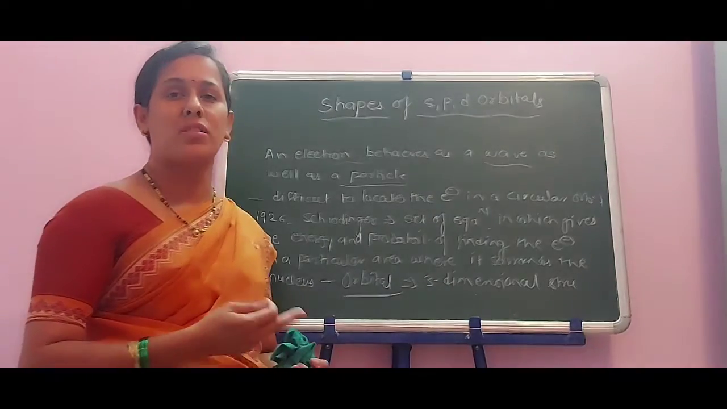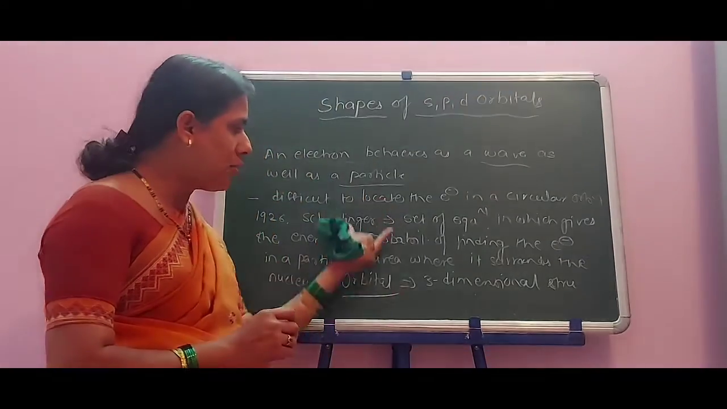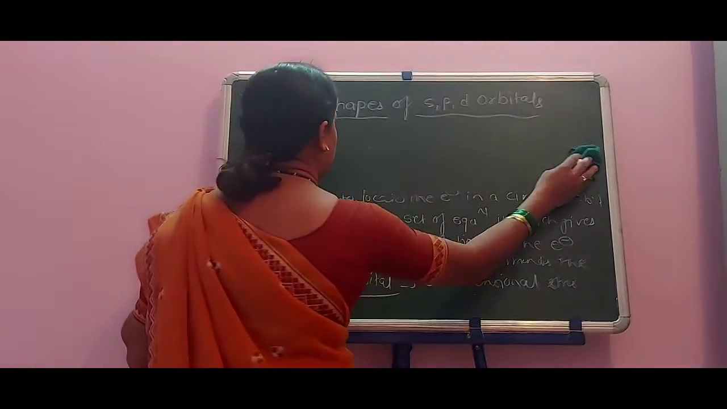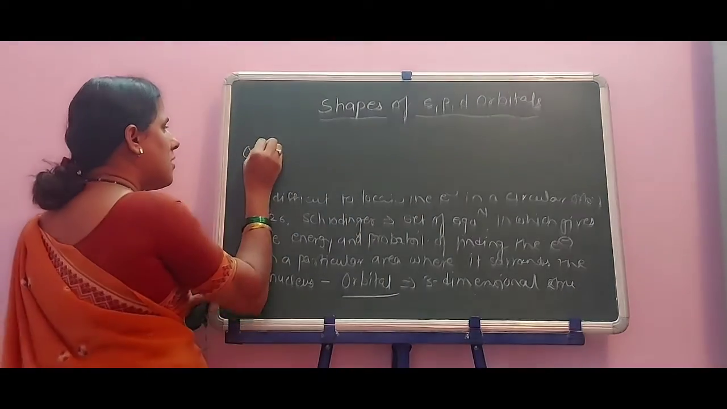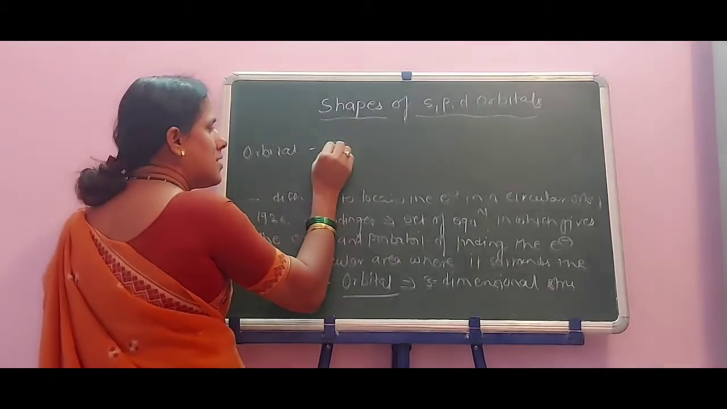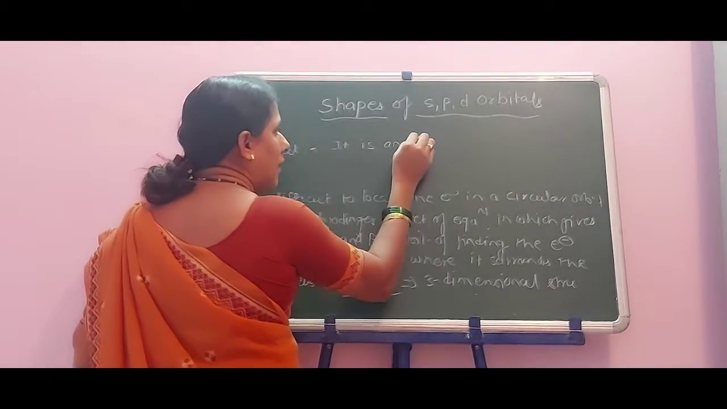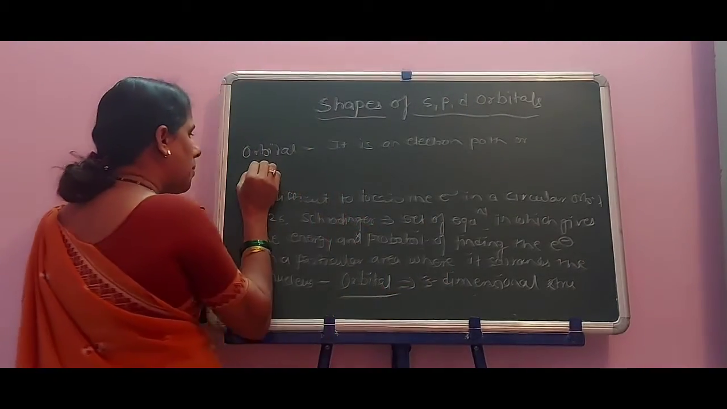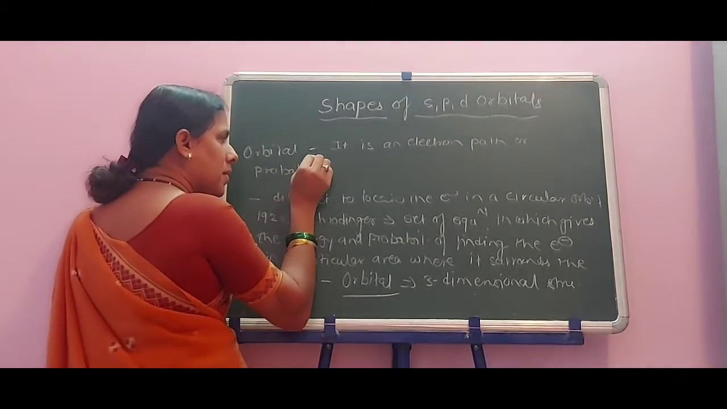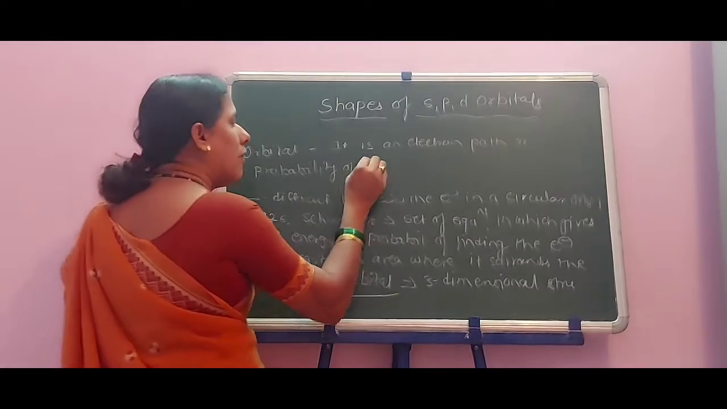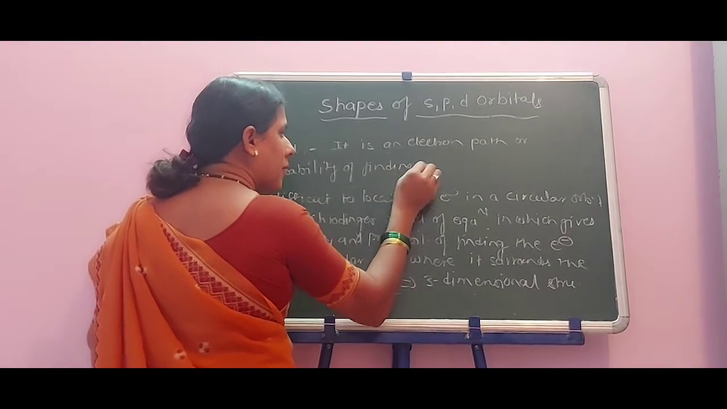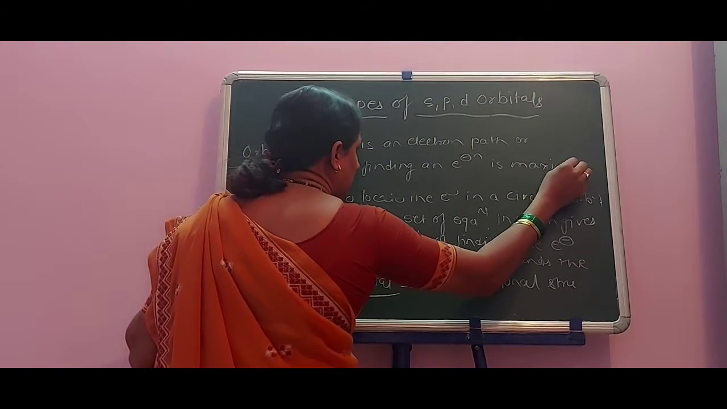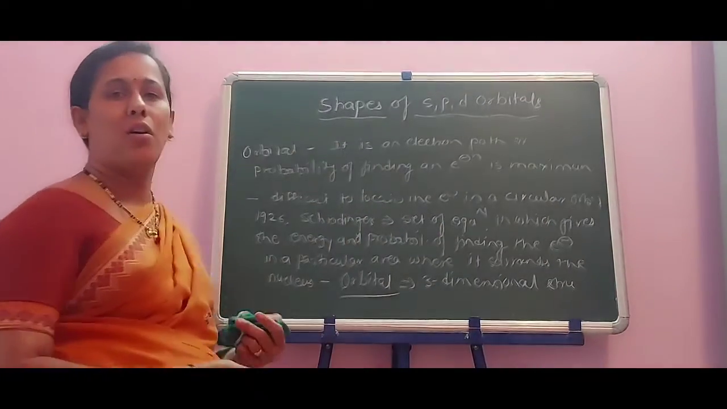That is, along the x, y and z axes. According to this, the definition of an orbital is that it is an electron path, the region where the probability of finding an electron is maximum.